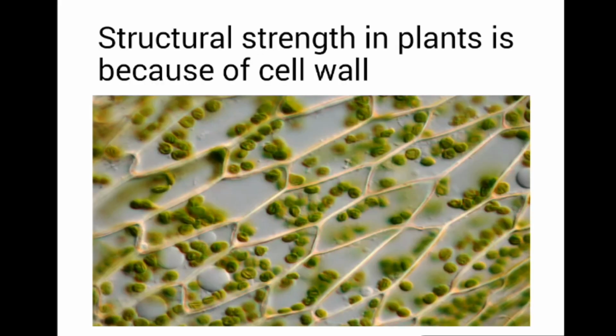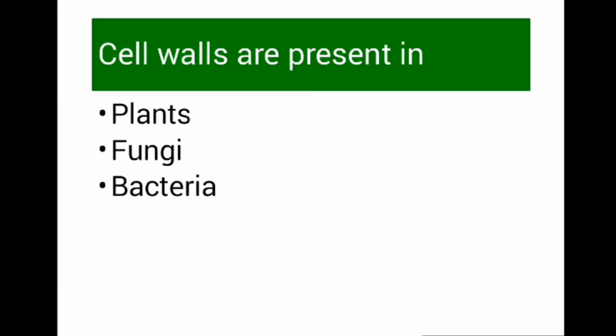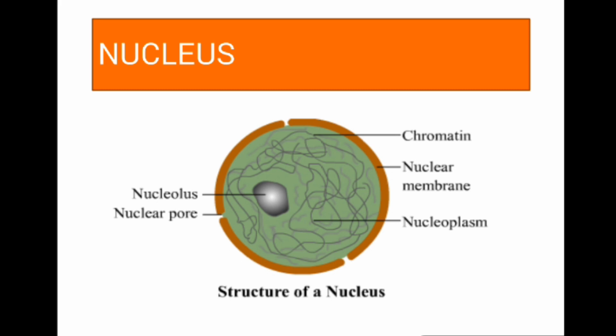We also need to talk about the cell wall. Cell walls are most commonly found in plants and they give structural strength to the plant body. Cell walls are also present in fungi and bacteria. Of course, the chemical structure is different. Let's come to the nucleus.